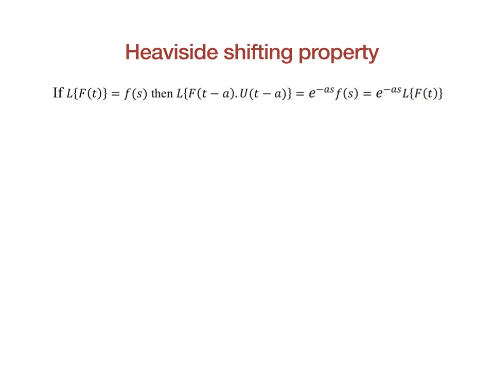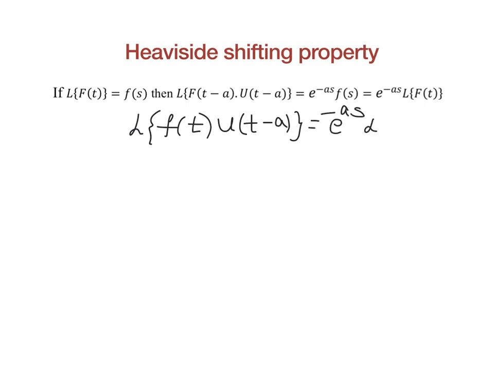So we know that f of s is nothing but Laplace transform of f of t. The same property can be rewritten as Laplace transform of f of t, instead of writing f of t minus a, I'll write f of t, u of t minus a is e power minus as into Laplace transform of f of t plus a. Just I changed this t minus a to t and this t becomes t plus a. So when you are solving the problem, let us use the property in this format.